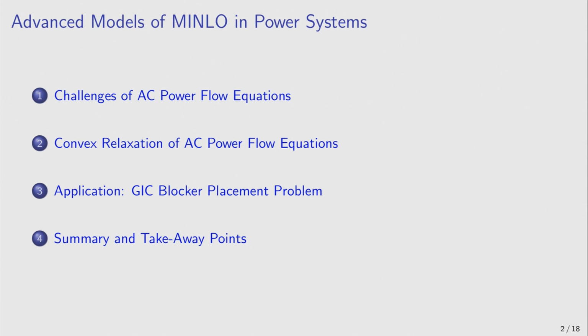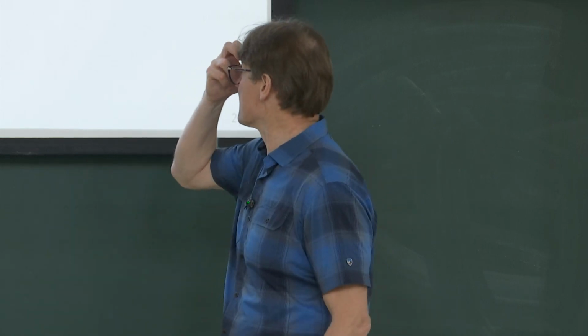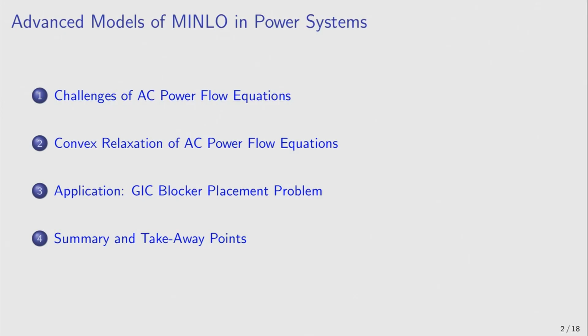So I'll discuss a little bit the challenges in these AC alternating current power flow equations. And then there has been a lot of work over the last decade or so on convex relaxations of AC power flow equations. And that's very interesting because they might allow us to get global solutions for reasonable sized problems. And then at the end, I just have a little bit of results on the geomagnetic induced current blocker placement problem that we were solving at Argonne that shows why this is a very challenging problem to solve.